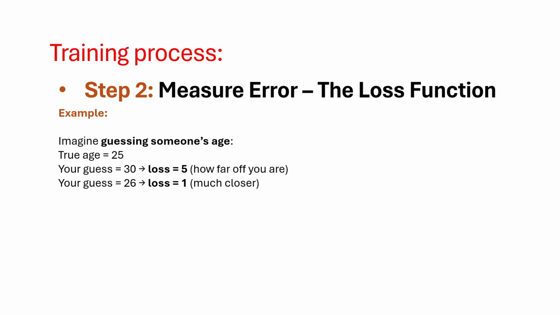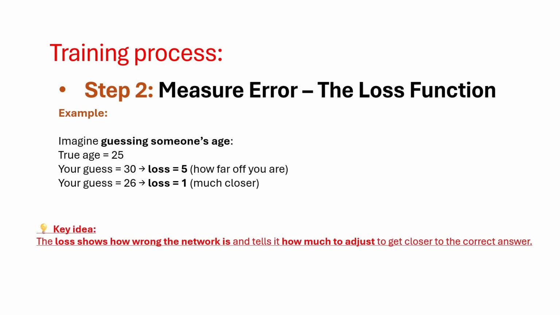Another example, true age equals 25. Your guess equals 30, so loss equals 5. Your guess equals 26, so loss equals 1. The smaller the loss, the better.